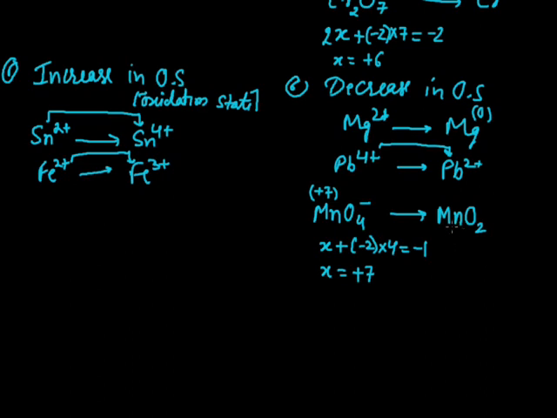And also we can calculate the OS of manganese in manganese dioxide. We can put X, OS of manganese, plus -2, the OS of oxygen, and we multiply it by 2 because here 2 atoms of oxygen are present, and this is equal to the total charge. Total charge is equal to 0 because manganese dioxide is a neutral molecule. After solving this equation, you will find X is equal to +4 in this reaction. So in this reaction, OS of manganese converts from +7 to +4, and here is a decrease in OS, so we can say that this is a reduction reaction.